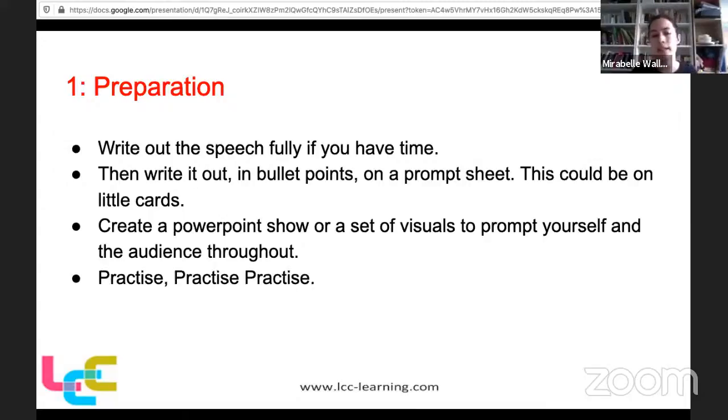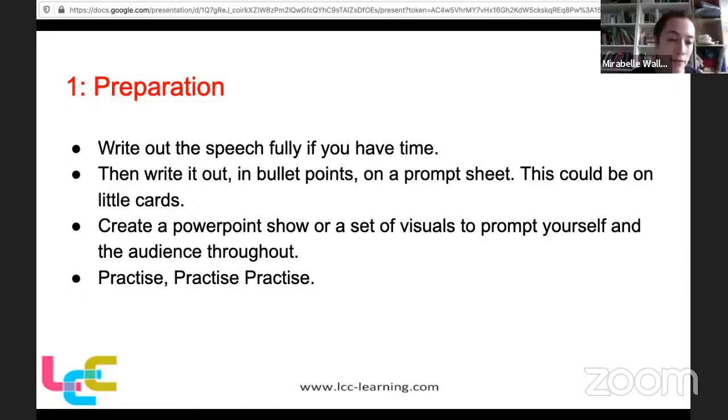And lastly, practice, practice, practice. It's so important to practice as much as you can. The more you practice, the more confident you are with your prompts. If you have someone who will listen to you, this is the best way to do it, because they can give you feedback. And also just being there, you can engage with them. They'll be giving you eye contact, and from their body language, you can judge how well certain points are going down. So it's the best way to practice. If you can get a friend or a family member to do it with you, that's really, really important.